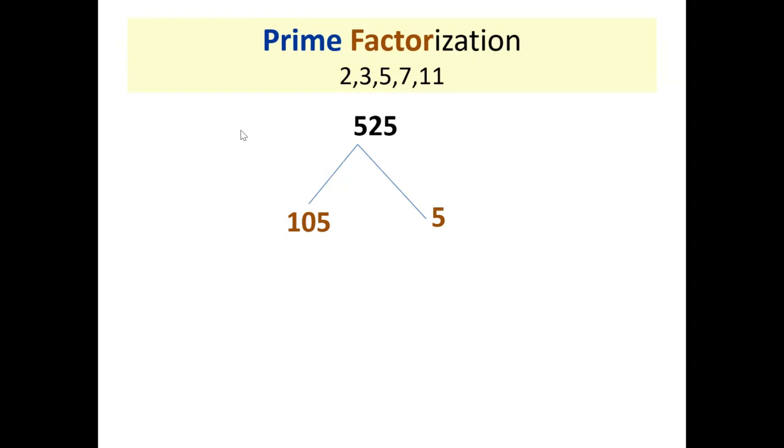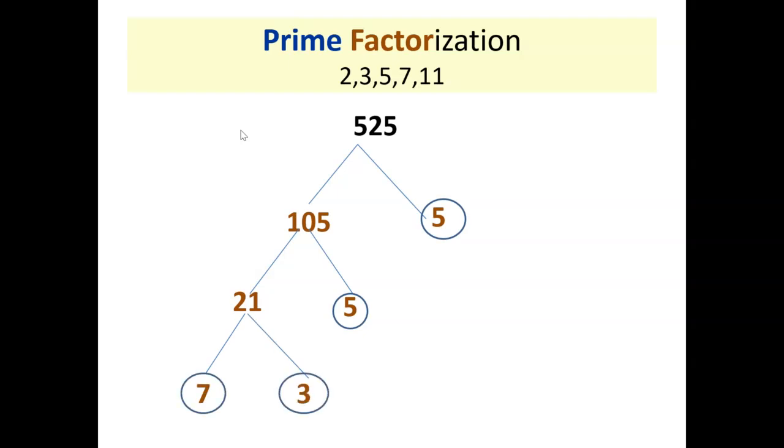So once I divide 525 by 5, I'm getting 105. 5 is a prime number. I'll put the circle on it, meaning I will not break it down any further. 105, again, I will divide by 5. If I divide 105 by 5, I'm getting 21. 21 is not a prime, so again, you have to break it down. 21, I will factor as 3 times 7 or 7 times 3. Either way, both of them are prime.